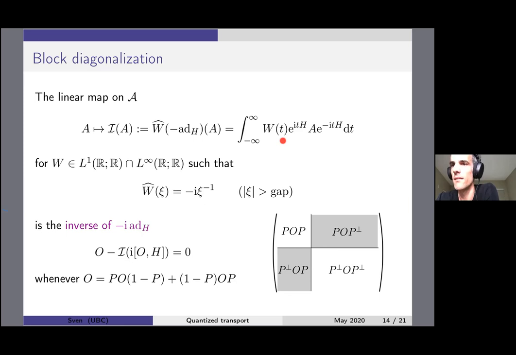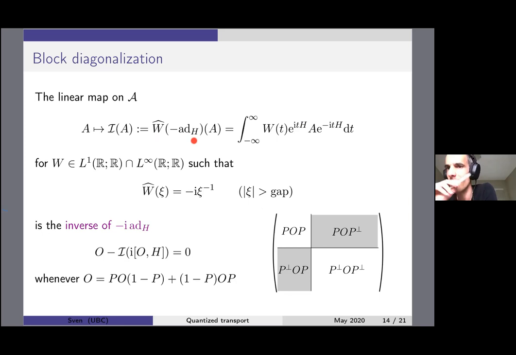I'll choose a w in a very specific way. It's bounded. It's integrable. And its Fourier transform decays exactly like 1 over xi, at least for absolute values of xi that are larger than the spectral gap of that Hamiltonian. Once you realize this, you can actually write it as a function of taking the commutator with the Hamiltonian, like this.